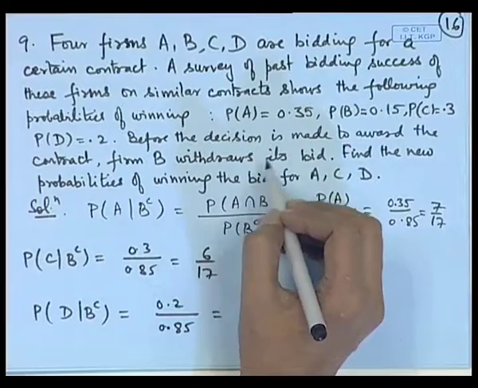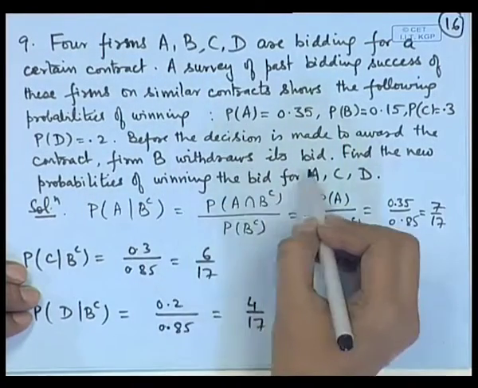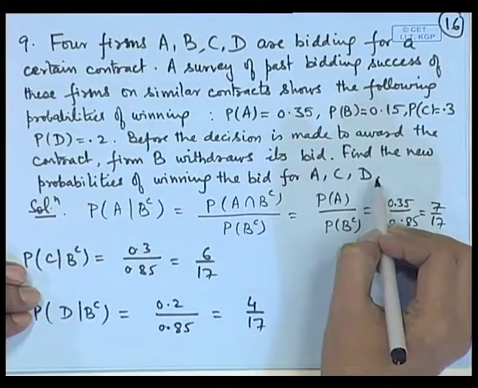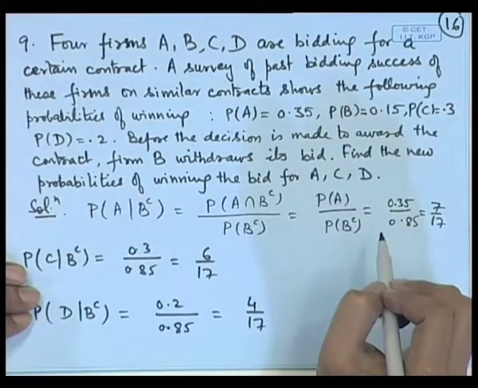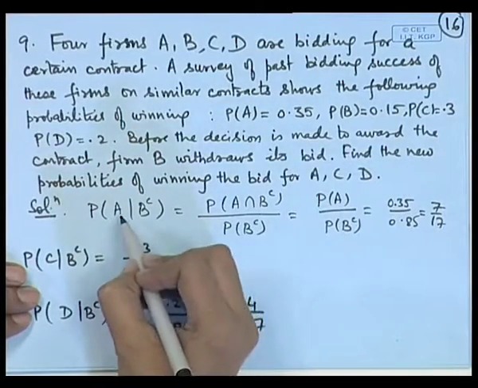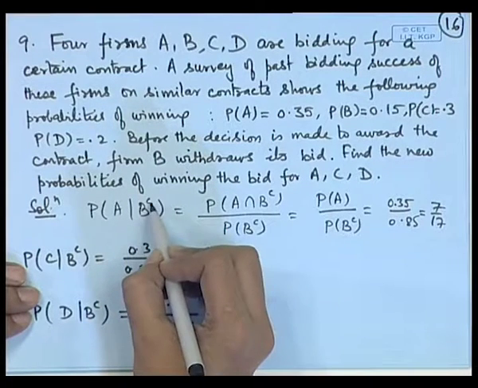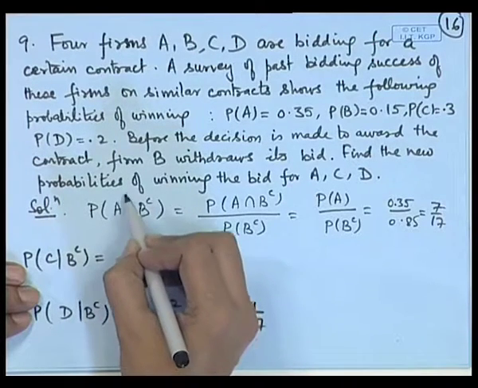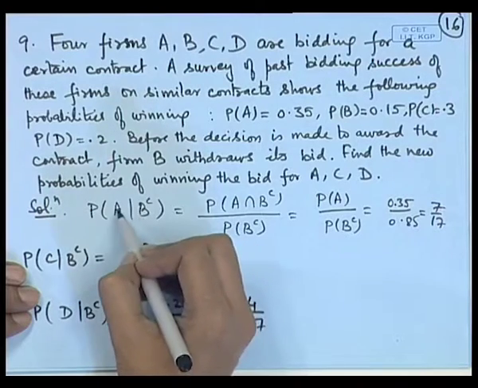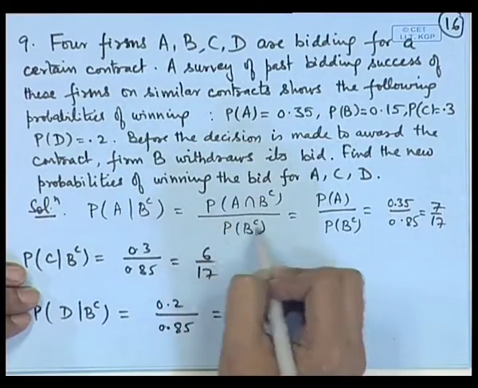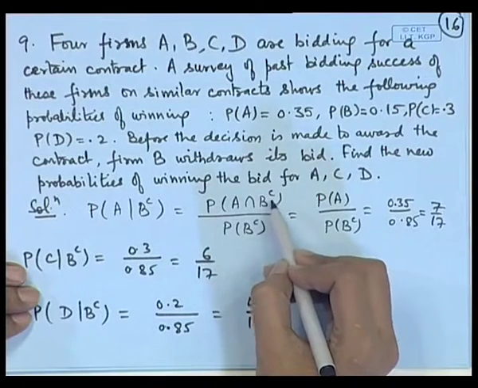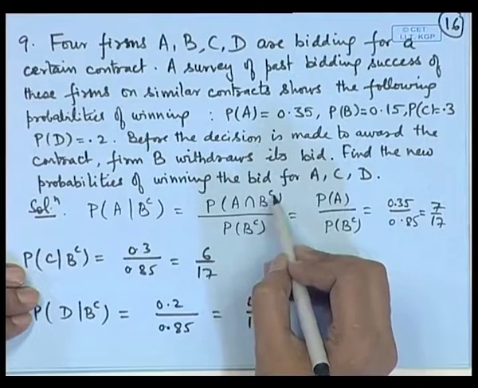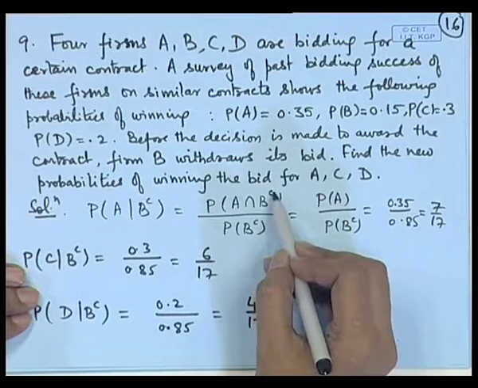Before the decision is made to award the contract, firm B withdraws its bid. Find the new probabilities of winning the bid for A, C and D. So, basically what does it mean? It means that if B has withdrawn, B cannot win the bid. Therefore, the probability of A winning is now the conditional probability of A given B complement. So, by using the definition of the conditional probability, it becomes probability of A intersection B complement divided by probability of B complement.